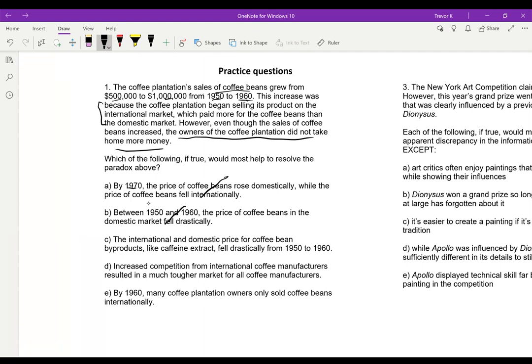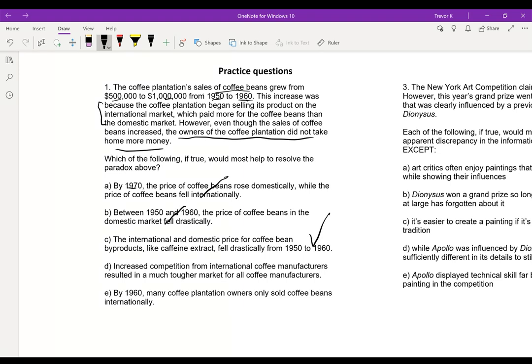C, the international and domestic price for coffee bean byproducts, like caffeine extract, fell drastically from 1950 to 1960. This would help resolve the paradox. Why? Because my conclusion here is therefore they did not take home more money, because the international and domestic price for coffee bean byproducts fell drastically from 1950 to 1960. So even though they made more from selling the coffee beans, they apparently made a lot less from selling the coffee bean byproducts. So that would explain why they did not take home more money.